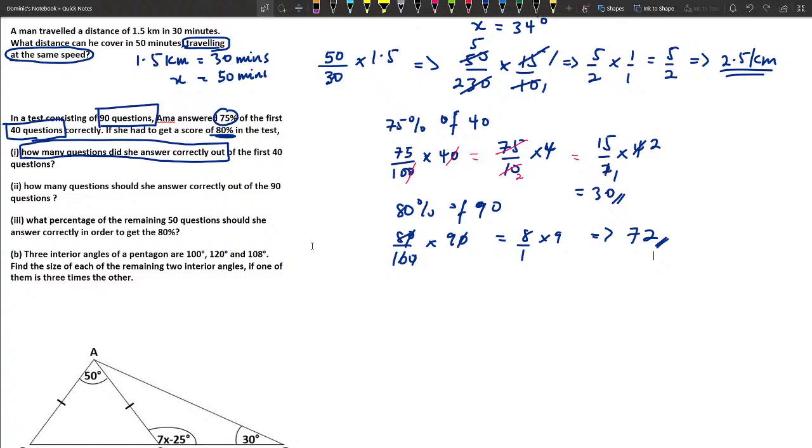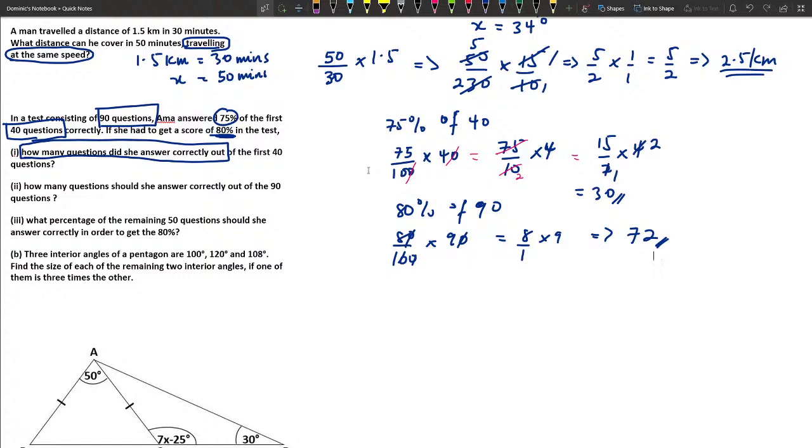Now, let's move to the third one. Sorry about that. I'll just do it down here, and when I'm done, I'll clean it. The third one says, what percentage of the remaining 50 questions should she answer correctly in order to get the 80%?